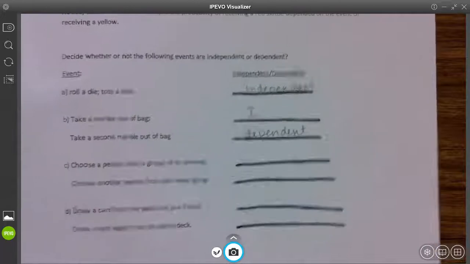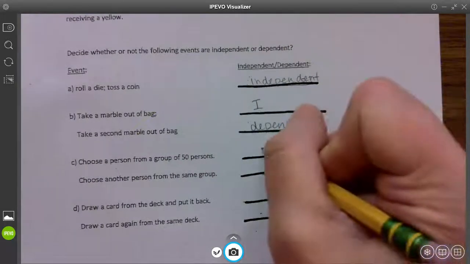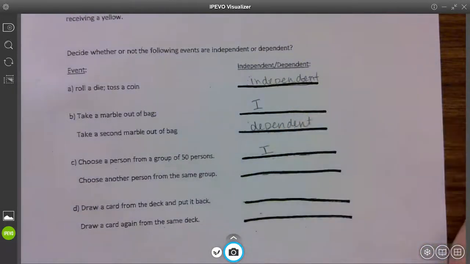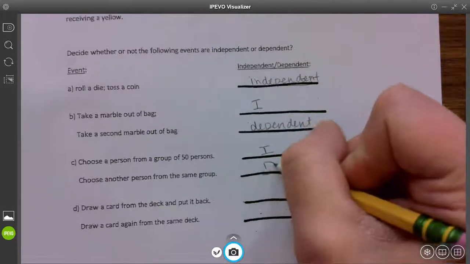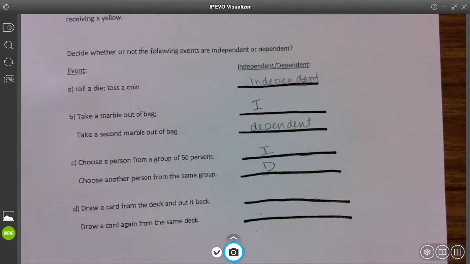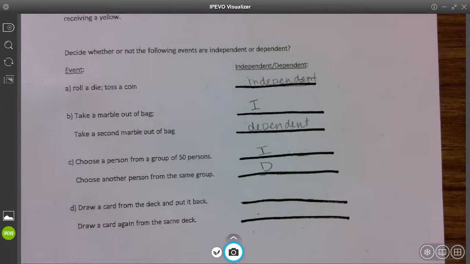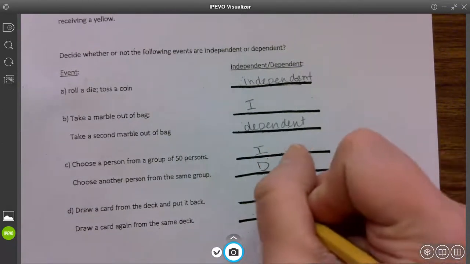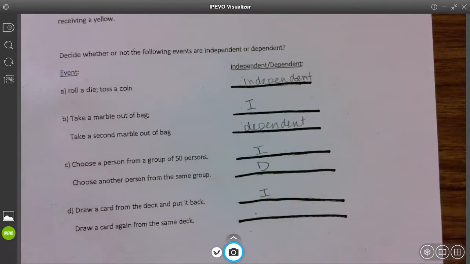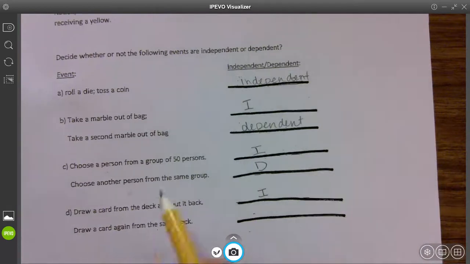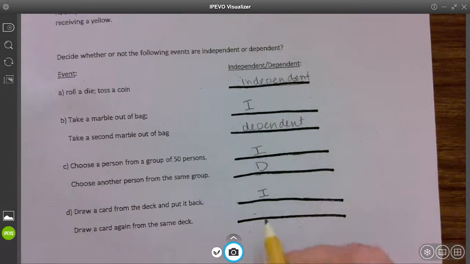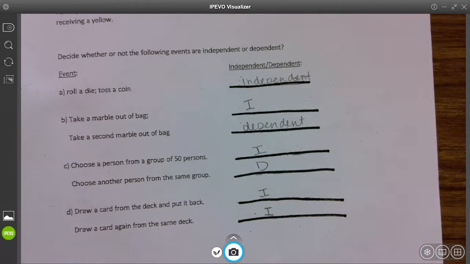Okay. I choose a person from a group of 50 people. Nothing was affecting that. And then I choose another person. Well, that's dependent on the kid I chose first. It says I draw from a deck of cards and I put it back. Well, nothing affected my first draw. And nothing's going to affect my second draw. Draw a card again from the same deck because I put the original one back. Okay. So if they don't have an effect on one another, they're independent.